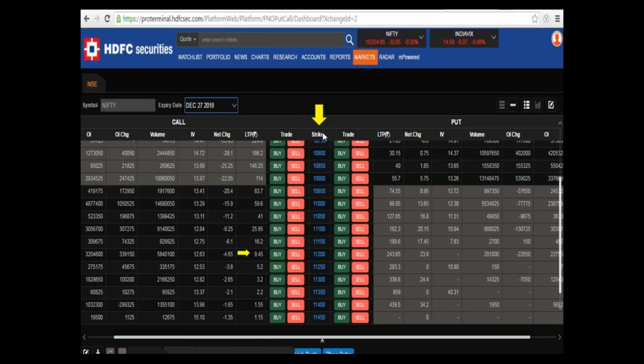You can see this is the strike. The yellowish arrow that you can see is the strike. And here on the right hand side, the yellow arrow is pointing at 9.45. So 9.45 is the premium. LTP is your premium. So here I am choosing to sell or write the 11,200 call option at 9 rupees 45 paise. Now let us see what would happen if I am writing this option.